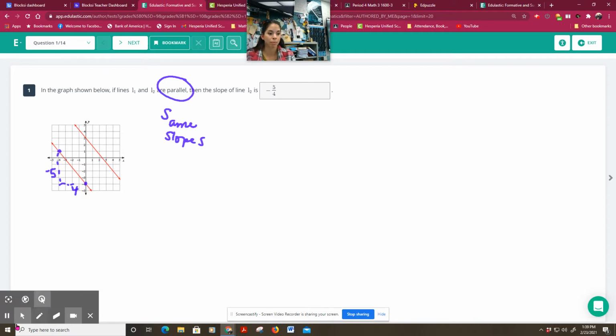That's it. And this is the type of work that I needed to see on your paper. Either draw a picture of the graph, put down that they're the same slopes because they're parallel, and then what the slope is. So basically whatever I'm writing is what you should have been writing on paper.